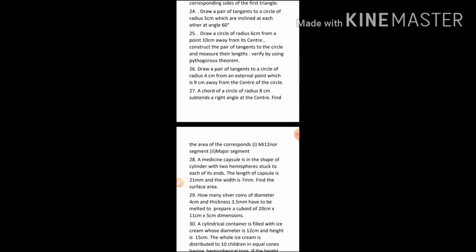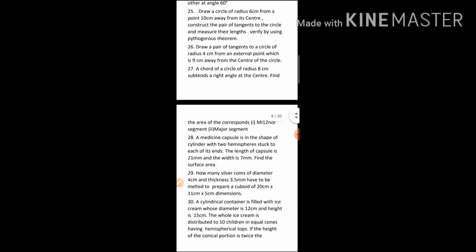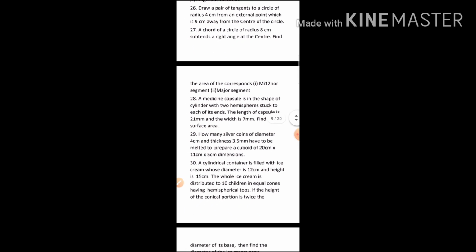Pair of tangents, here also 2 types are there. Means 2 radii will be given, that is concentric circles. Radius equal to 3, radius equal to 4: first you have to draw the circle and draw the perpendicular bisector on the larger circle. Where they meet at the point, you have to draw another circle, and join the radius to that point. By the solution you will get it.